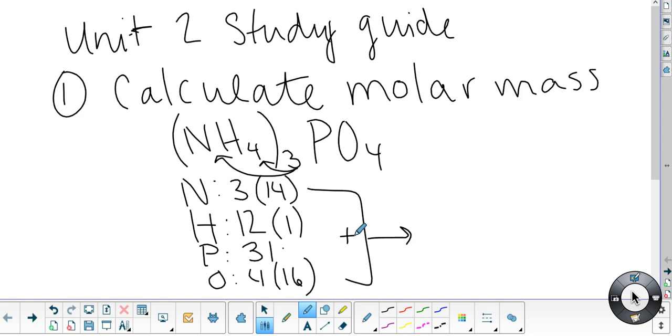So when you add all those together, I got 149 grams per mole. Okay? Questions? So you need your periodic table. The trick with these problems is making sure you distribute your subscripts. Okay? Wonderful. Next page.